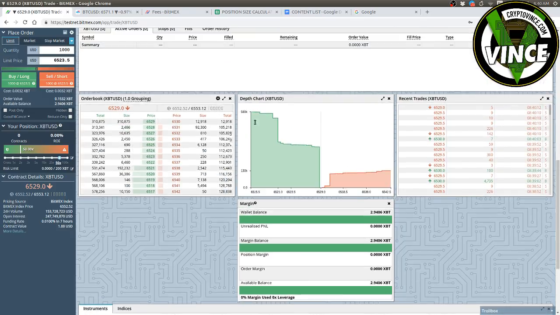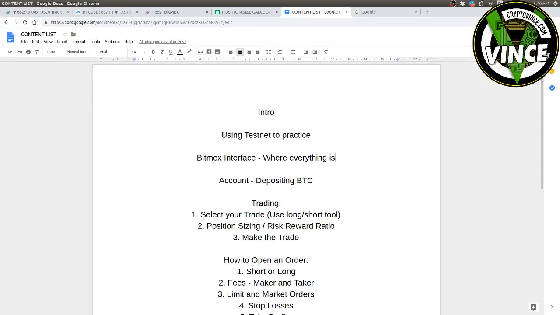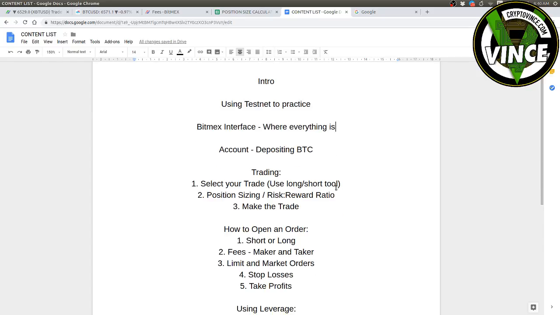Okay, so let's see from our content list. So we did introduction, account deposit, select your trade, use long short tool, position sizing, risk reward, and make the trade. Okay, let's get into the trading part.